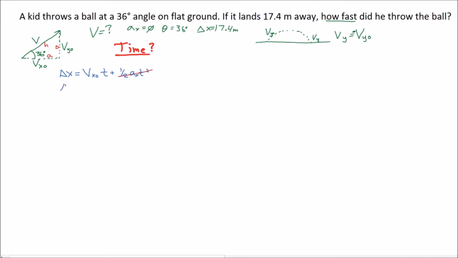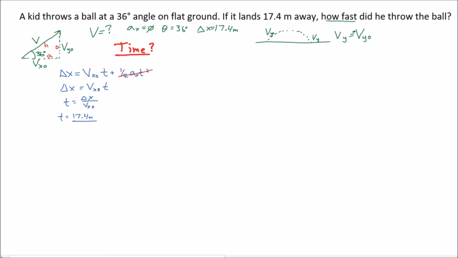I'm going to rewrite this a little more cleanly to help us see the math. We want to find time, so we're going to divide both sides by Vx naught. So time is equal to delta x divided by Vx naught. Great, so let's plug in our numbers. Time is equal to delta x, which is 17.4 meters, divided by our initial x velocity.